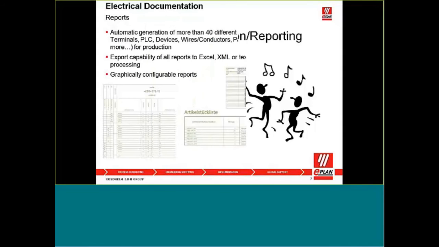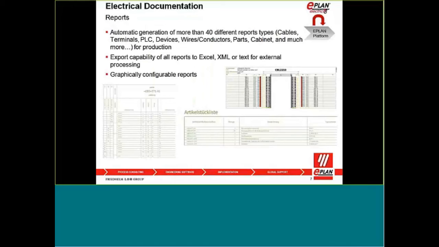Right here, I'm going to show a slide about the electrical documentation that is done automatically within EPLAN. We have different reports here: cable, terminals, PLCs, devices, wire conductors, parts, cabinets. We also have the capability of not only creating those reports, but exporting them to the report type that you like: Excel, XML, text, or even PDF. And you can graphically configure all your reports.